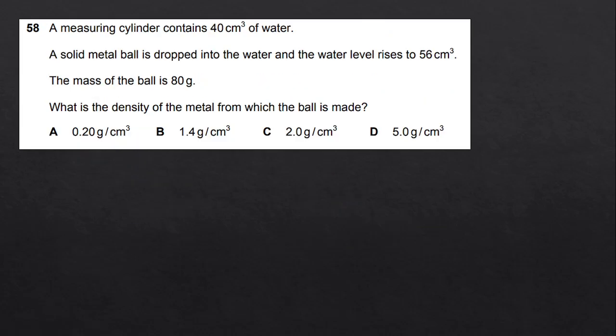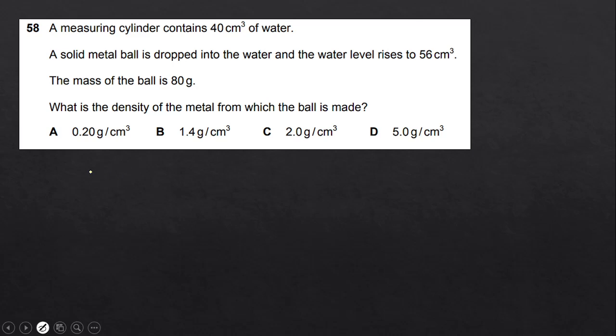Question 58. A measuring cylinder contains 40 cm cube of water. A solid metal ball is dropped into the water and the water level rises to 56 cm cube. The mass of the ball is 80 gram. What is the density of the metal from which the ball is made?